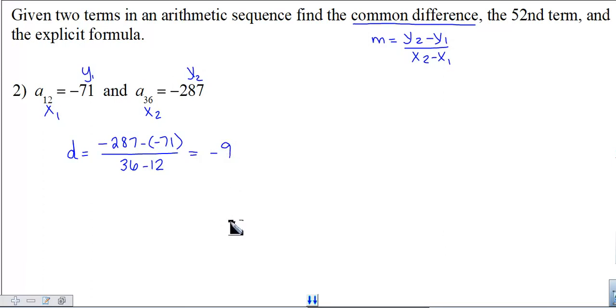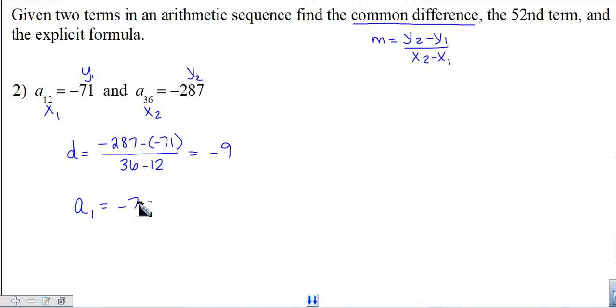Now it's time to find our first term. Since I'm given term 12 and I need to go back to term number 1, I'm going to subtract the difference. So how many times will I subtract the difference? If you answered 11, you're correct. If you're starting at term 12 and you're going to term 1, if you'll subtract these term numbers, you'll know how many times you have to subtract the difference.